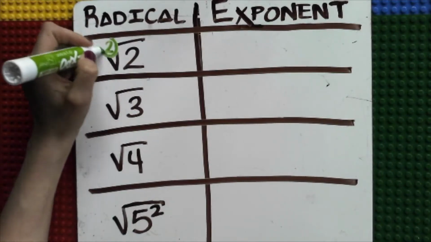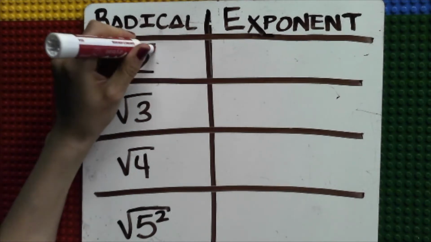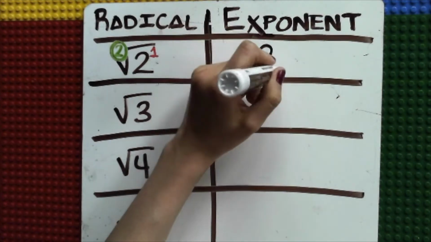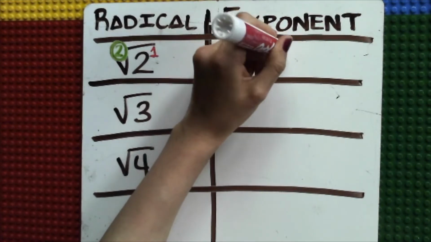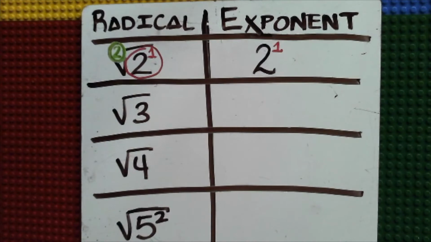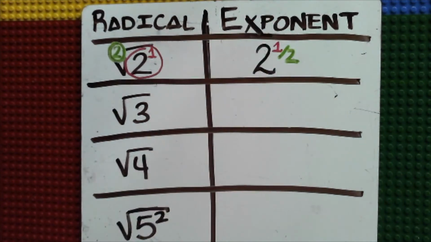Radicals can also be written as fractional exponents. The index here in the first example, in the square root of 2, is 2, and there is an invisible exponent of 1. So we are going to write 2 to the first power. We are going to write the radicand that is inside the radical, and we can divide it by the index, we can divide it by 2. Therefore, the square root of 2 is the same as 2 to the 1/2.